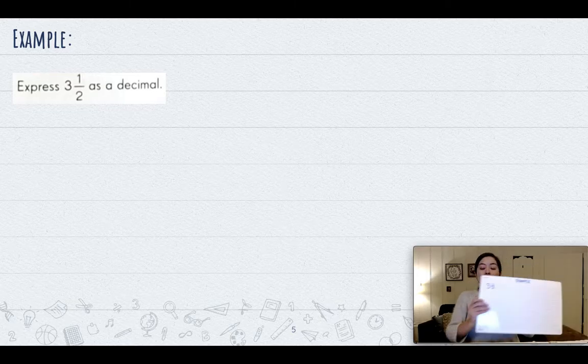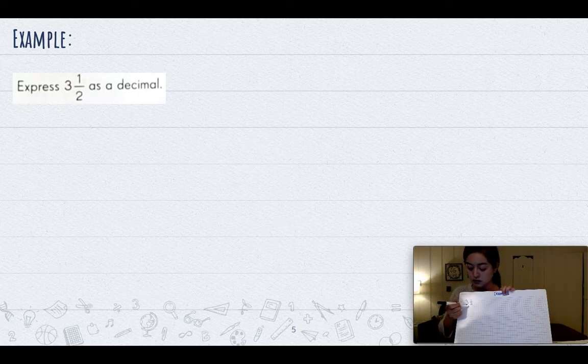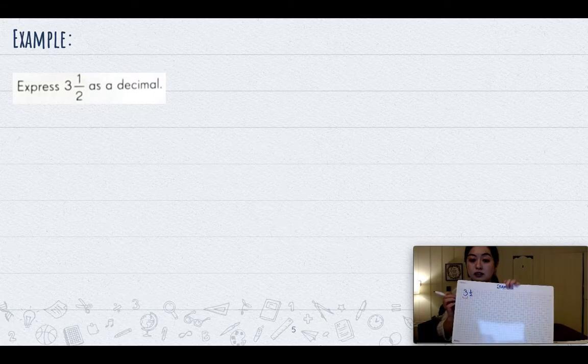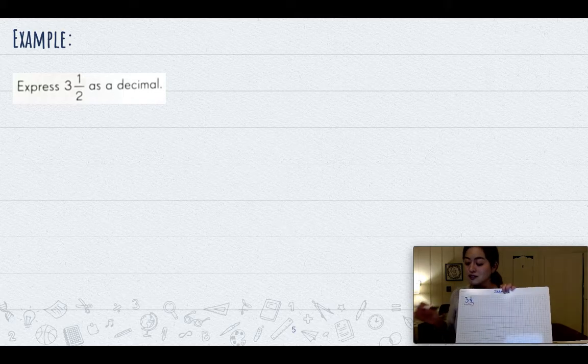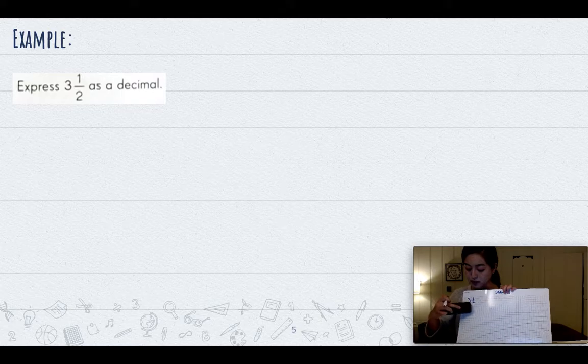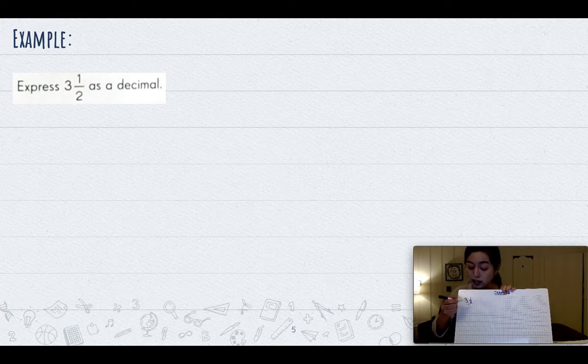Okay? So, in this case here, for 3 1/2, where's my whole number in this mixed number? This 3 here is my whole number. Then where's my fraction in this mixed number? My 1/2 is my fraction. What we're going to do when we want to change our mixed number into a decimal is ignore the whole number for now. Let's just focus on the fraction.